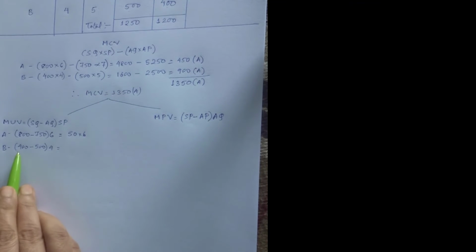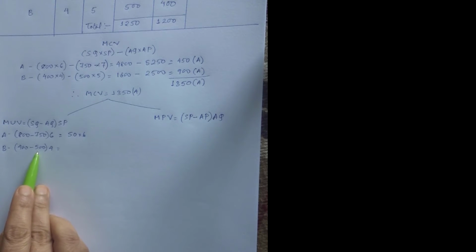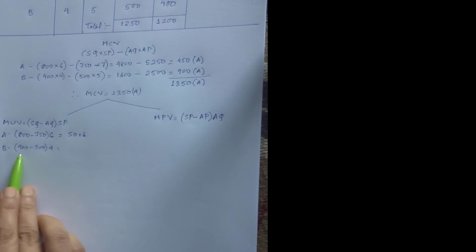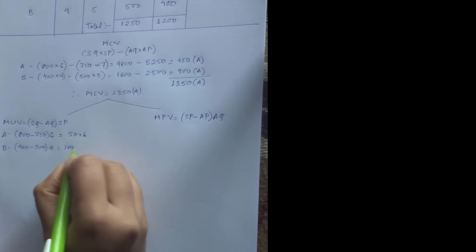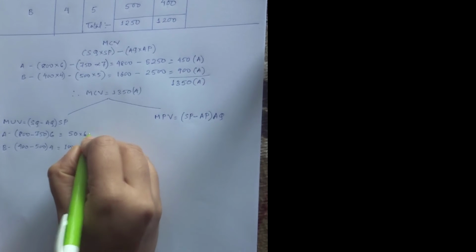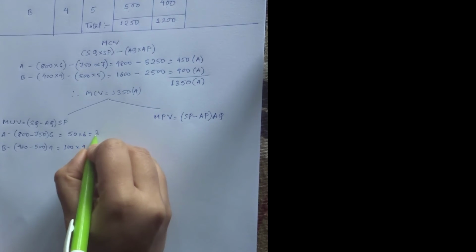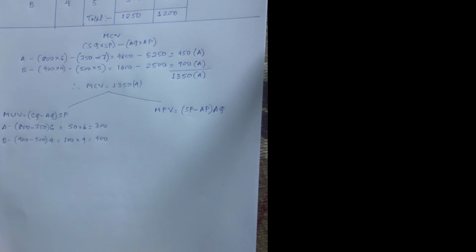Next is for material B, 400 you are supposed to spend, but you have utilized how much quantity? 500 quantity, extra 100 quantity you have used. So that means it is a loss for the company. So how much is the loss? 100 quantity into what is the price? 4 is the price. So when we calculate this, this is coming to 300 and this is coming to 400. Now we have to see whether it is favorable or adverse.